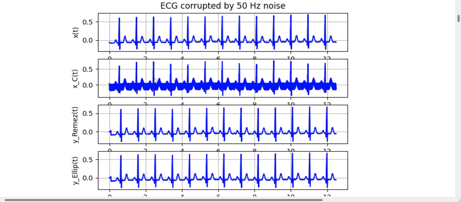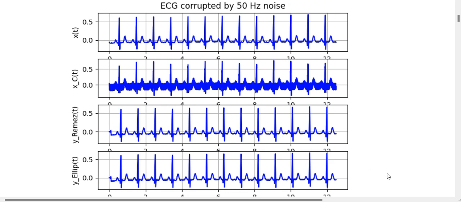Okay, let's have a look at the results. ECG corrupted with 50 Hz noise: the original input signal, the corrupted signal by 50 Hz noise, and the output results for the Remez FIR filter and for the elliptic filter, both band stop filters. You see the degree of success in removing the noise.